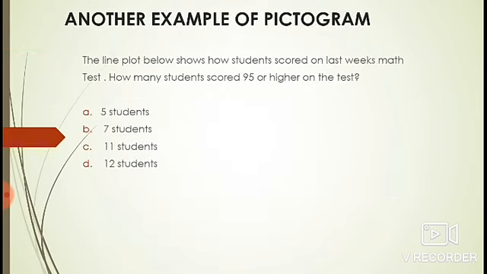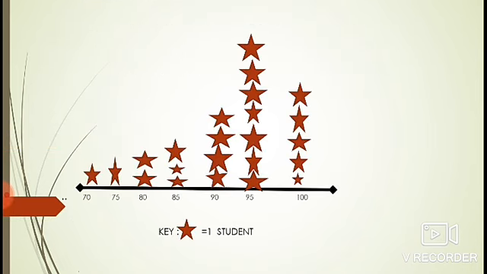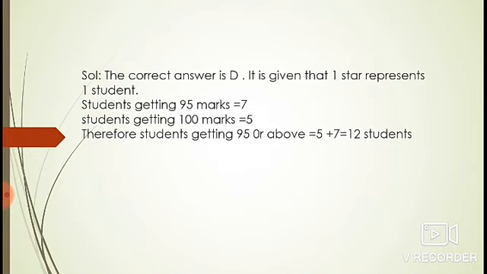Another example of a pictogram. The line plot below shows how students scored on last week's math test. How many students scored 95 or higher on the test? The correct answer is D. It is given that one star represents one student.